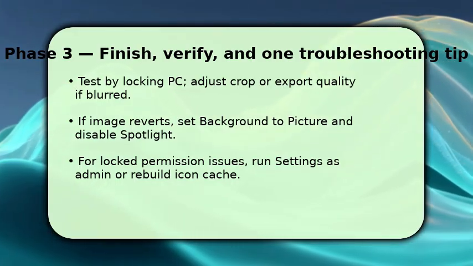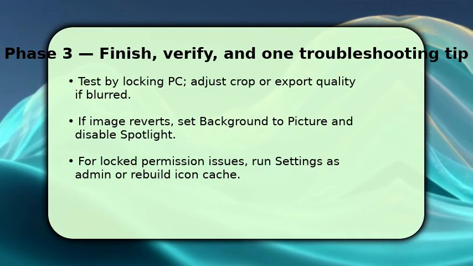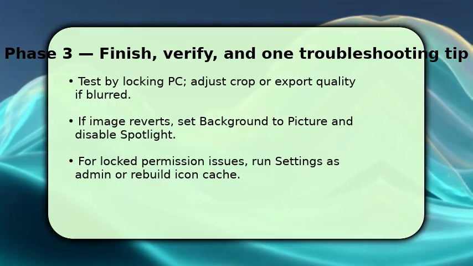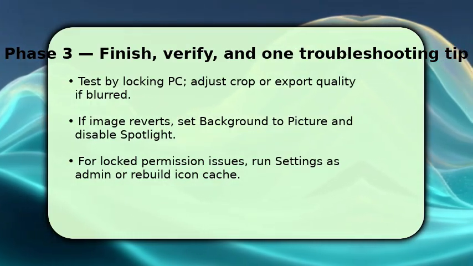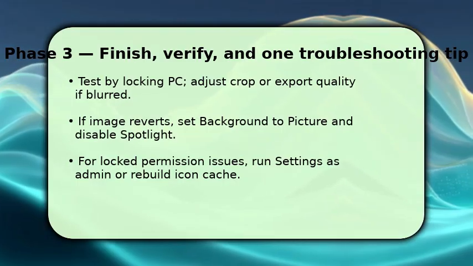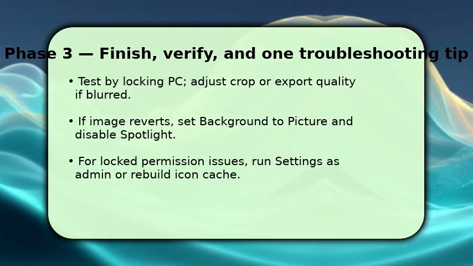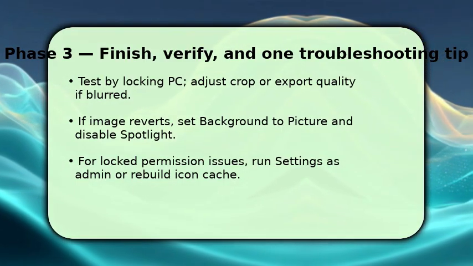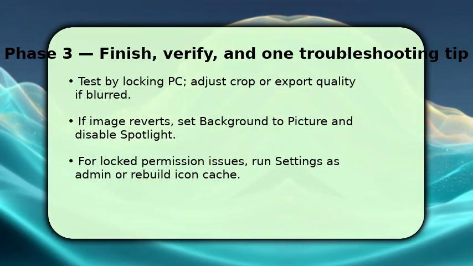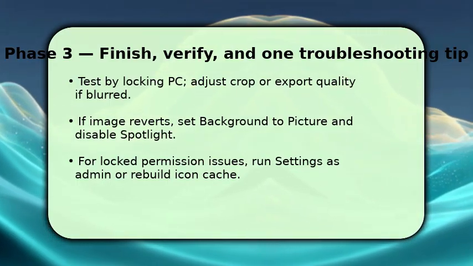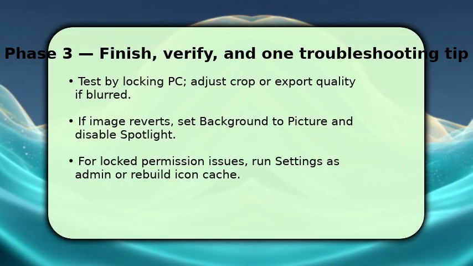If the lock screen keeps reverting to Spotlight or Windows defaults, switch your background to Picture and turn off Spotlight. That forces the custom image. If you hit permission errors or no change, run Settings with administrative rights, sign out and sign back in, or restart Explorer. These steps clear cache and apply the new lock screen.